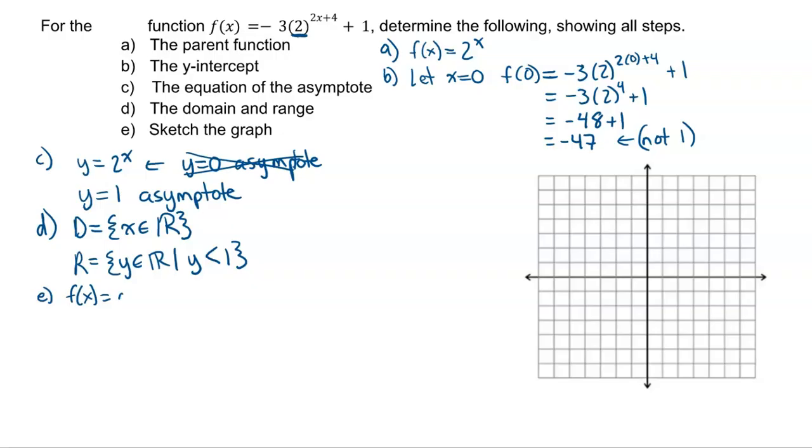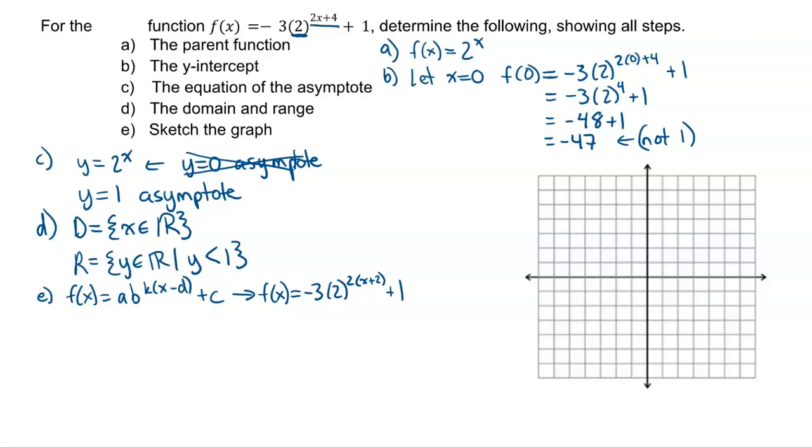Now part E says sketch the graph. And there's a couple of ways we can go about doing that. The first thing I want to discuss is just how do you do that with transformations. So remember that the general form of an exponential function is f of x equals a times b to the power of k bracket x minus d. We common factor out the k value so we clearly see where the d value is properly, plus c.